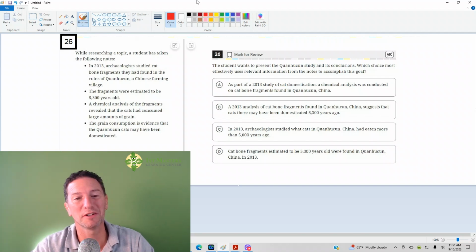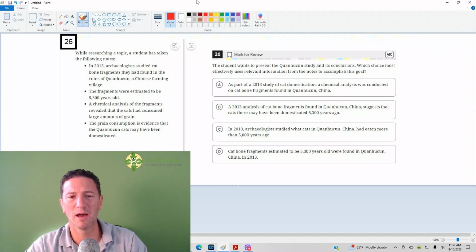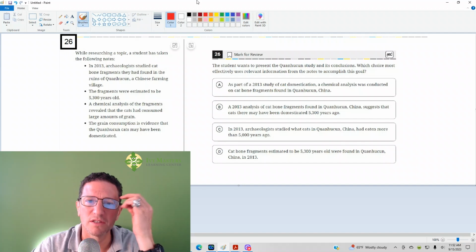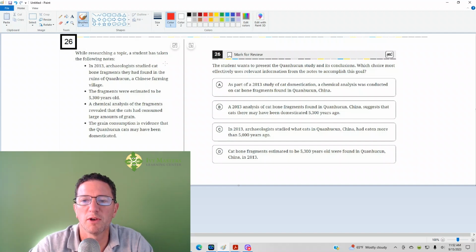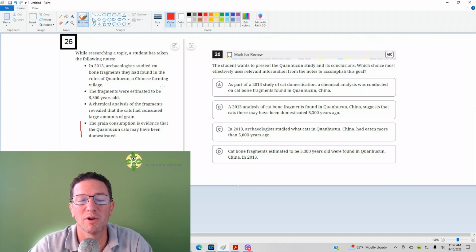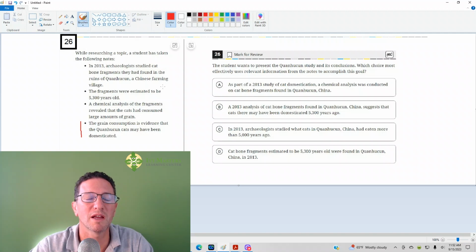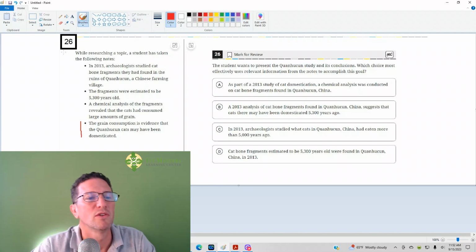And today we're going to look at the 26th question from the Digital SAT, Test 1, Module 1, from the Bluebook app. The question reads: the student wants to represent the Quanhucun study and its conclusions. Which choice most effectively uses relevant information from the notes to accomplish this goal? So if timing is an issue for you, you can just read the last bullet. That's going to be the conclusion anyway. If it's not an issue, might as well get the context just to make sure. So I'm going to read the whole thing.